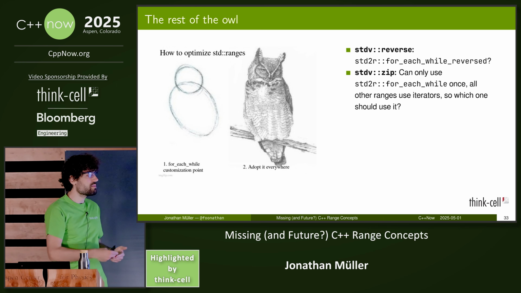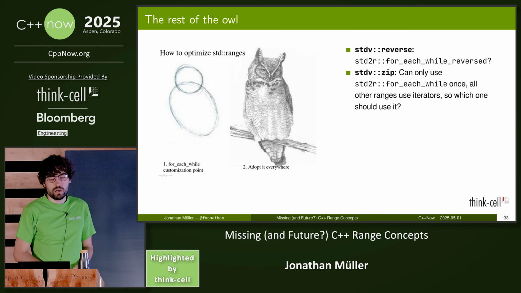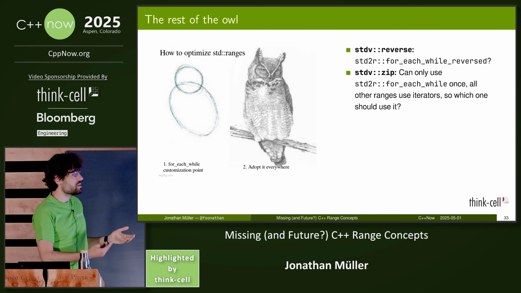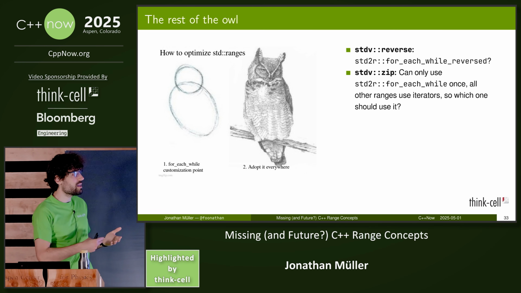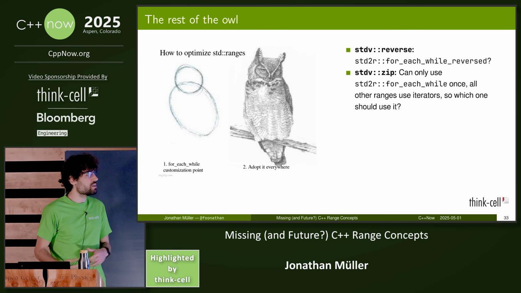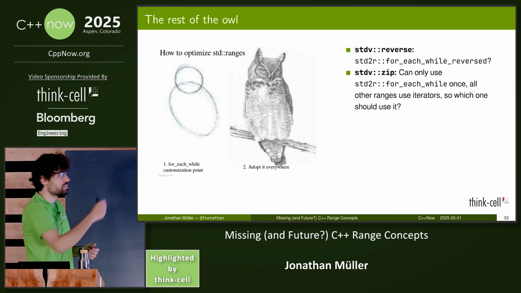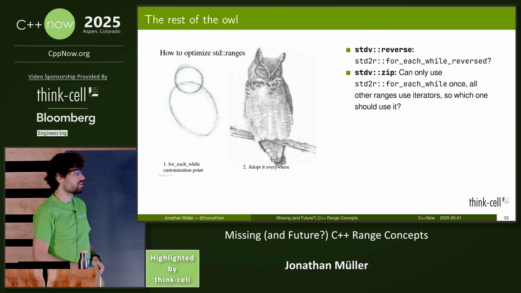And so like one range drives everything, and the other ones just use iterators. And so if you do that, the question is, which of the ranges is the one using for each while? Well, it should be the one where for each while gives you the most speed up over iterators. So if you've got a concat in there, the concat is the one that should be used for each while, and then the other ones should use iterators.